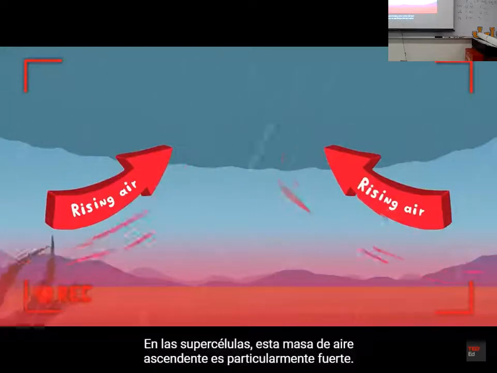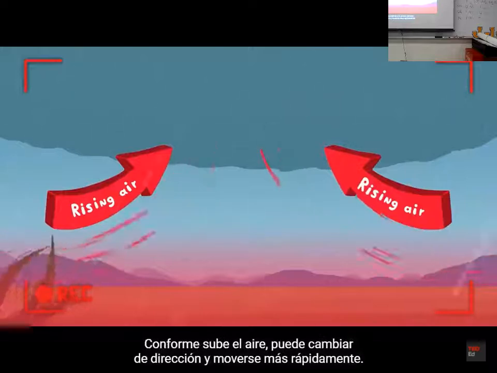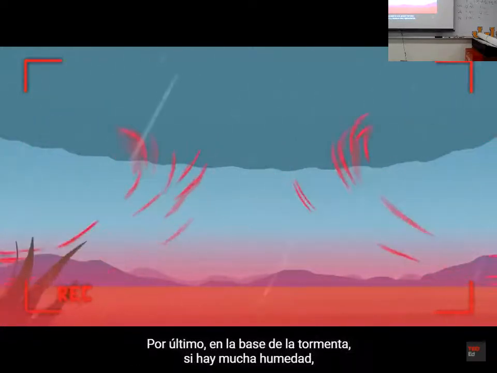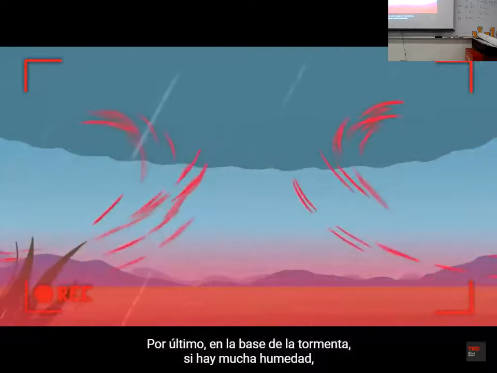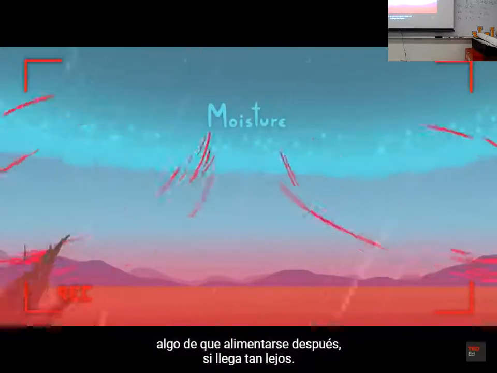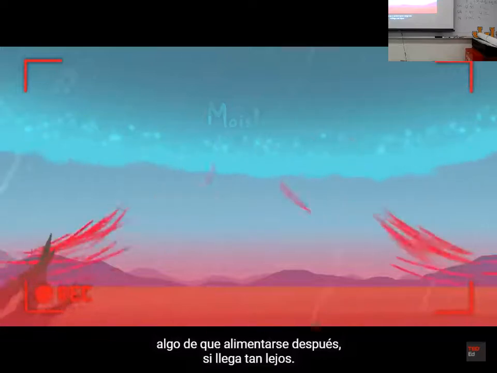In supercells, this rising air mass is particularly strong. As the air climbs, it can change direction and start to move more quickly. Finally, at the storm's base, if there is a lot of moisture, a huge cloud base develops, giving the tornado something to feed off later, if it gets that far.